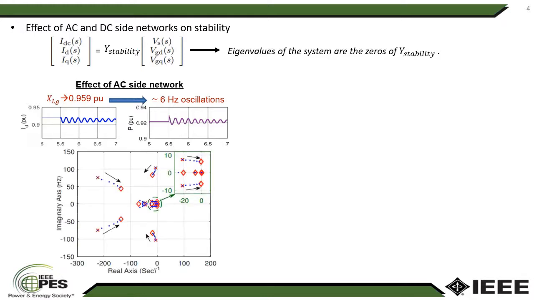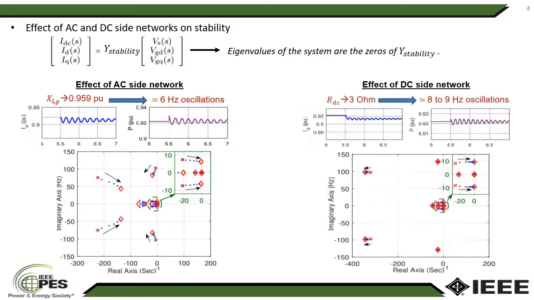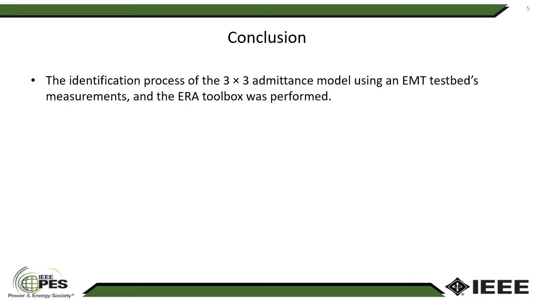Similarly, the eigenvalue results of increasing the line impedance from 0.4 to 0.959 per unit showed 6 Hz poles approaching instability as the value of the line impedance reaches 0.959 per unit, which is the same conclusion as the time domain data results. On the other hand, similar experiments were done to examine the effect of the DC side network elements on the system stability.